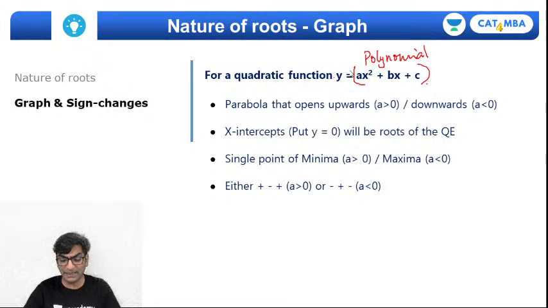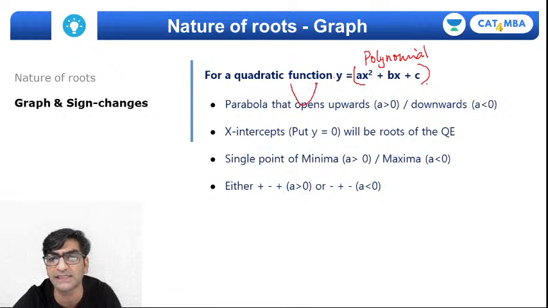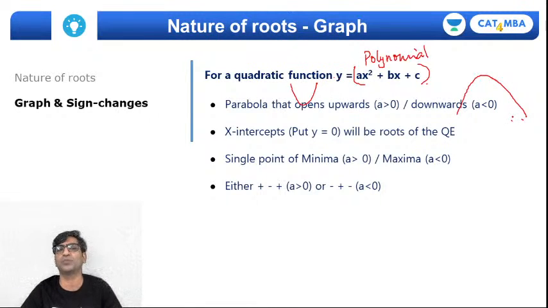Okay, so let's talk about the quadratic. For a quadratic, the shape of the curve is always going to be a parabola, right? As long as you have y is equal to ax square plus bx plus c, it's going to be a parabola that either opens upwards or opens downwards, and the condition for that depends on a, the coefficient of x square. If the coefficient of x square is positive, the curve will open upwards and look like this. But if a is negative, the curve will open downwards, right? So these are the two possibilities.